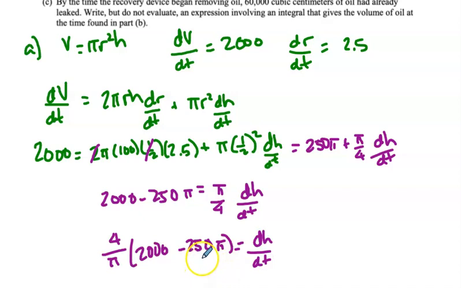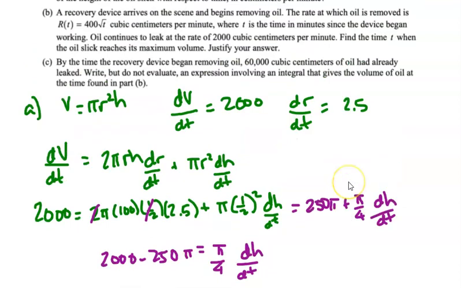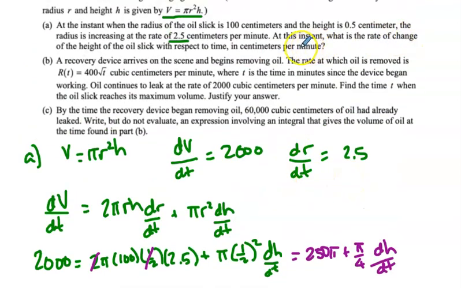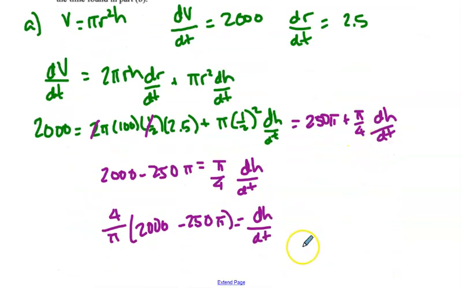And that is all I have to put in here. Now, they asked me, at this instant, what is the rate of change in centimeters per minute? So they gave us the units, which means we don't have to write the units, but just for posterity's sake, we'll say that that's in centimeters per minute. Remember, there is no reason to multiply all of this out. Just leave it exactly as it is.